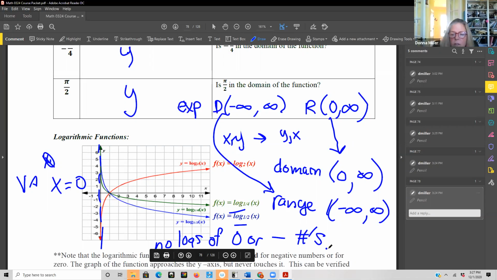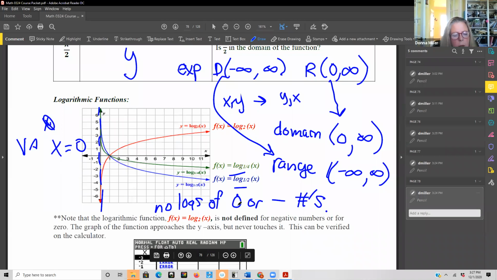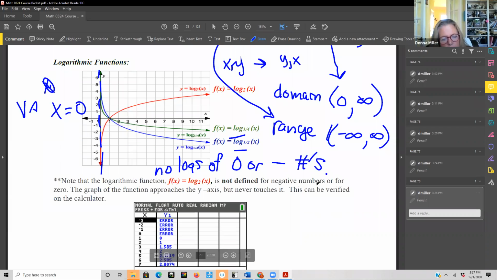Okay. So logs have a restriction in the domain. Remember, we had done fractions and square roots. Now we're adding logs to our list of restrictions. So logs are not defined for negatives or for 0. So it has to be strictly positive.